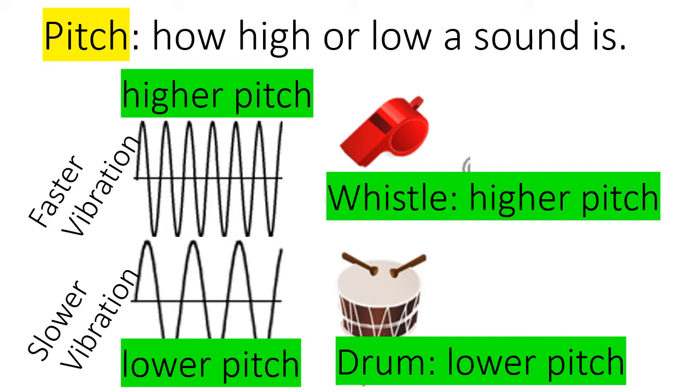And so a higher pitch is created by a faster vibration, like a whistle. So if you hear your coach during PE class blow the whistle, that's more like a higher pitch. And if you hear a drum, that's a slower vibration, that's a lower pitch.